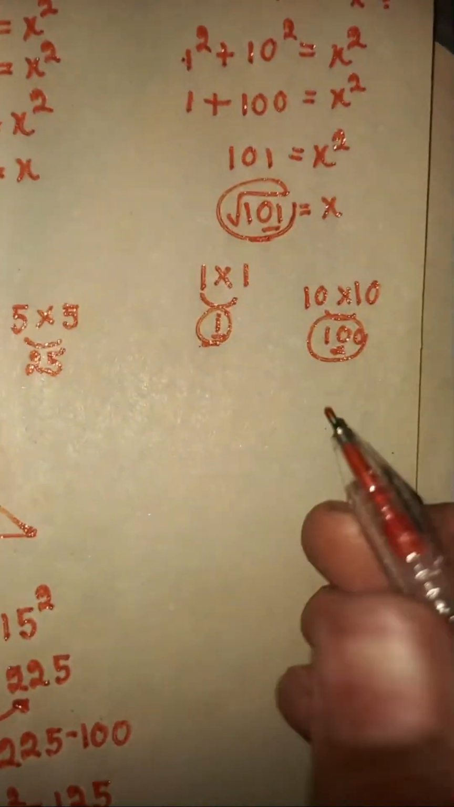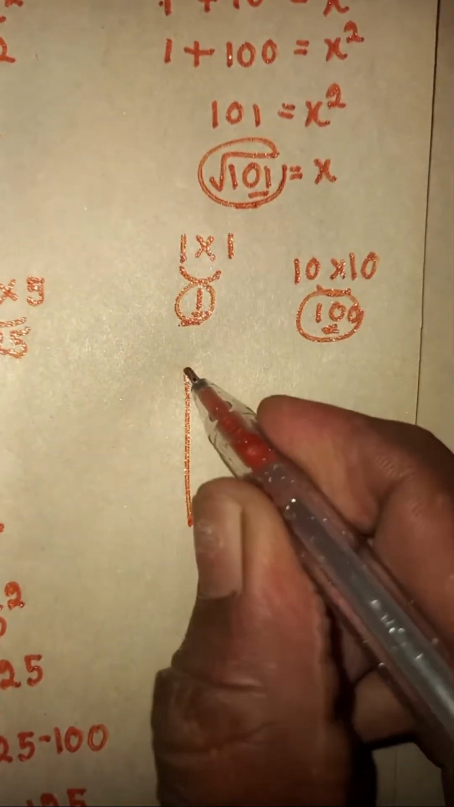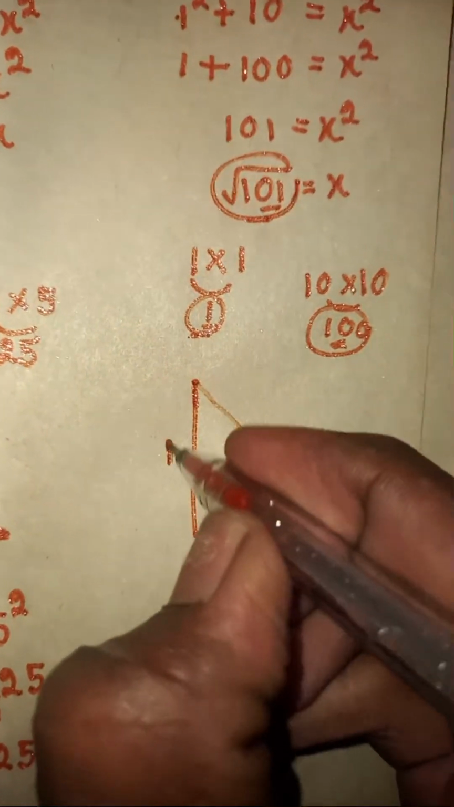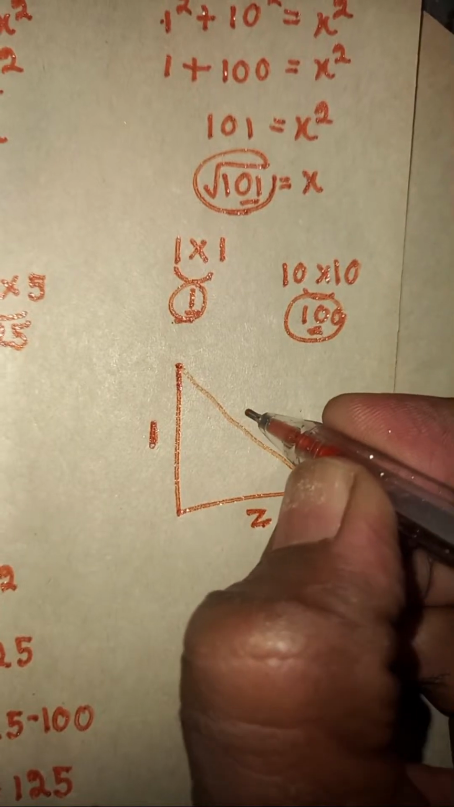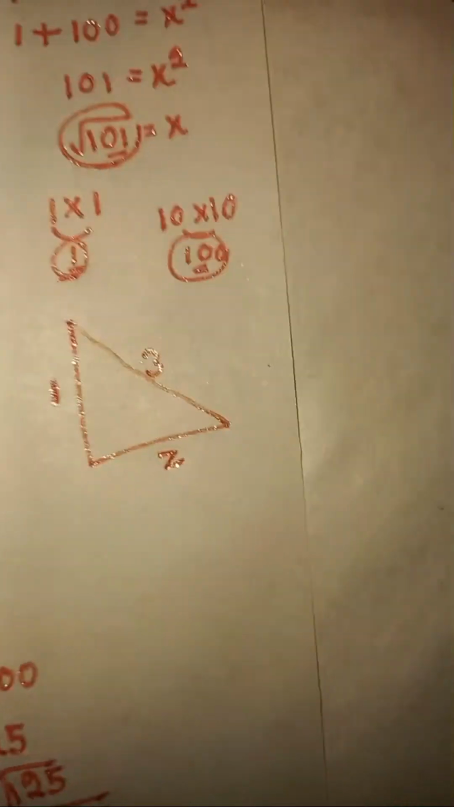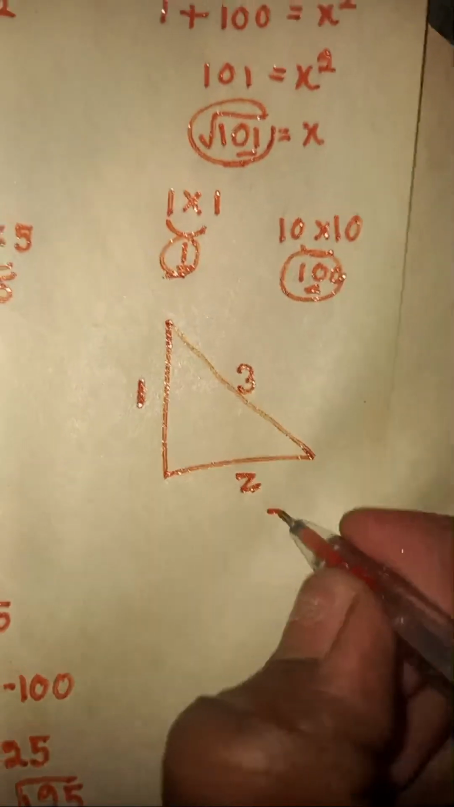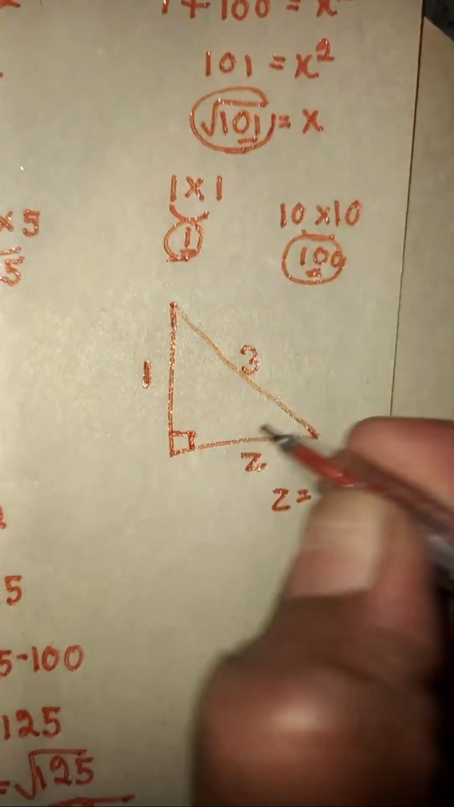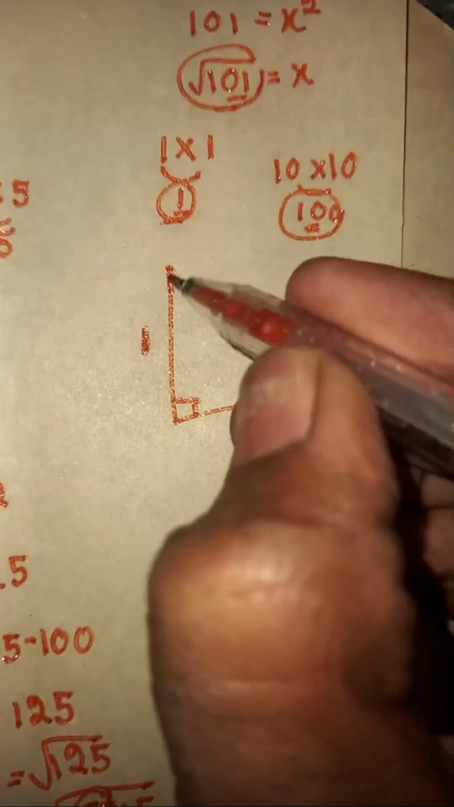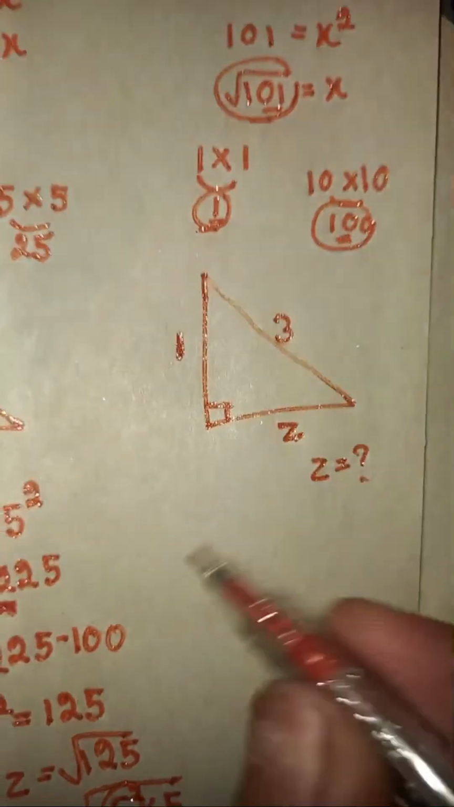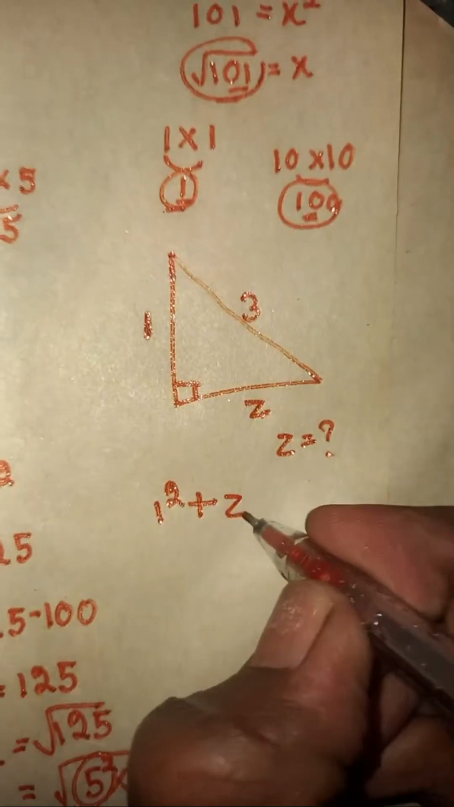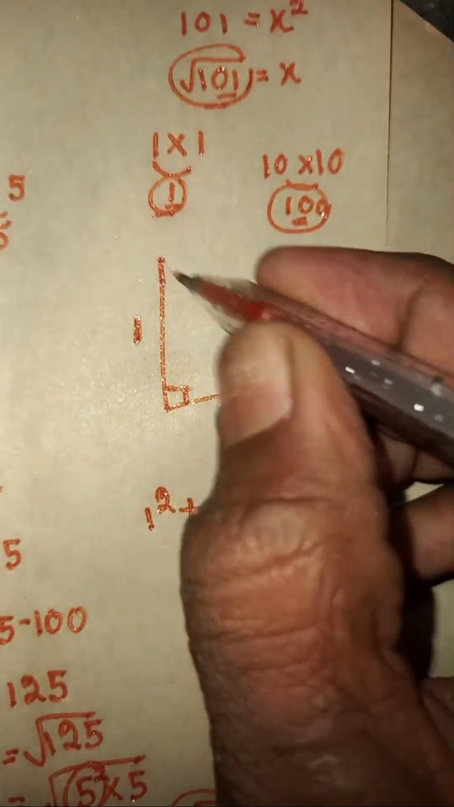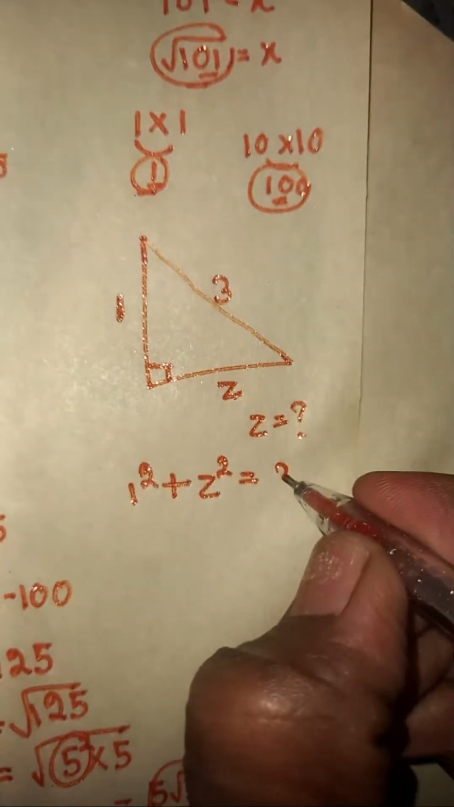Let's take one more triangle, and in this triangle they have given this side length as 1 unit, this side length as z, and this side length, the hypotenuse, as 3 units. Here also you need to find out what's the z value. This is a right angle triangle. Now you can do this side length square, which is 1 square, plus this side length square, which is z square, which is equal to hypotenuse square, which is 3 square.